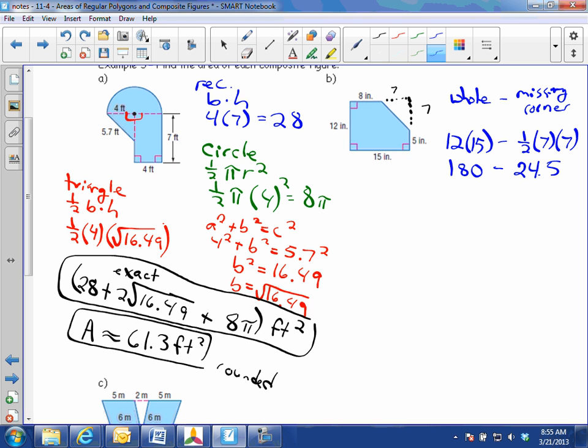We subtract, what do we end up with? 155.